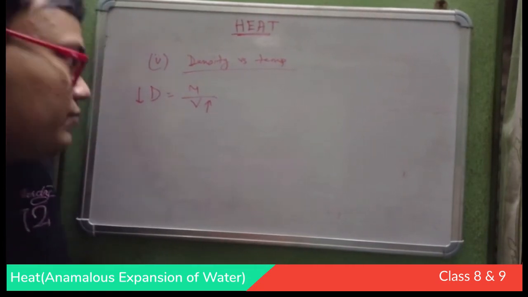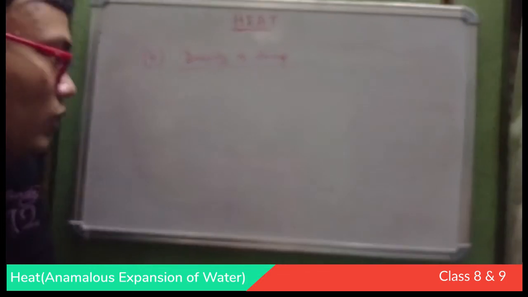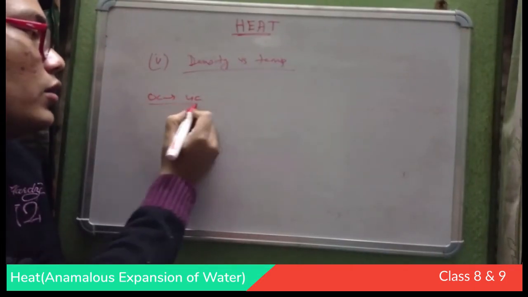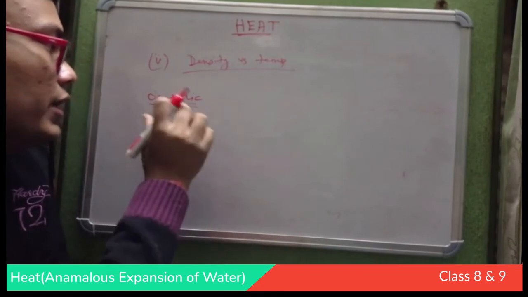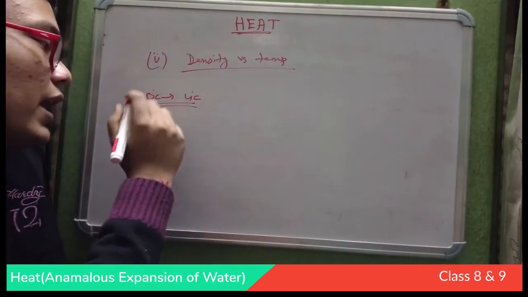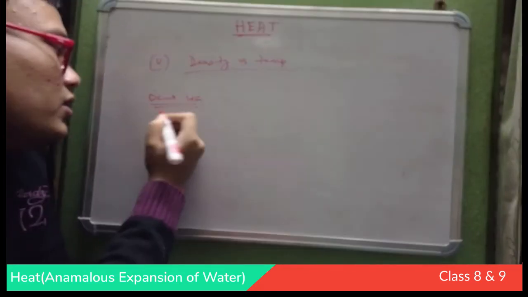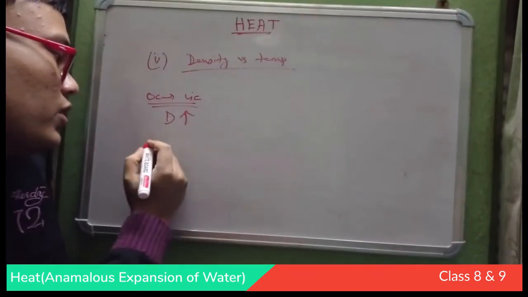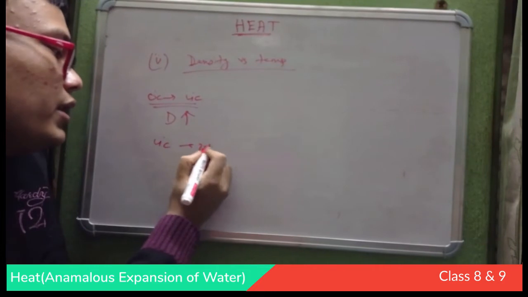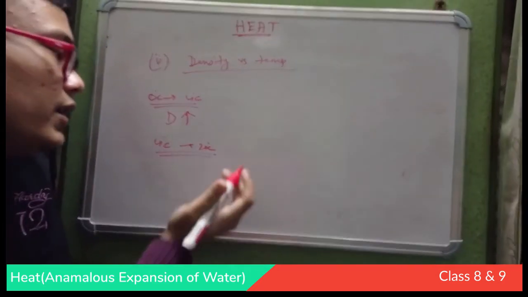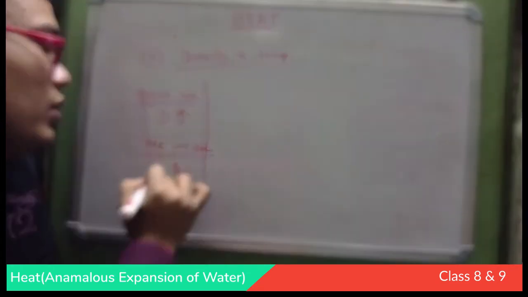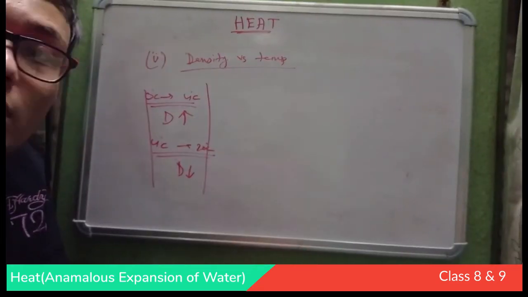So naturally, from 0 to 4 degrees Celsius, there is a decrease in volume. As it is inversely proportional, there will be an increase in the density. Consequently, from 4 degrees Celsius to 20 degrees Celsius, the volume increases, so density decreases. So keeping in mind this relation, we will plot the graph.